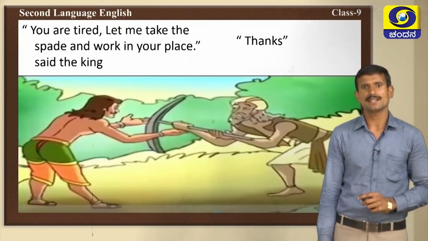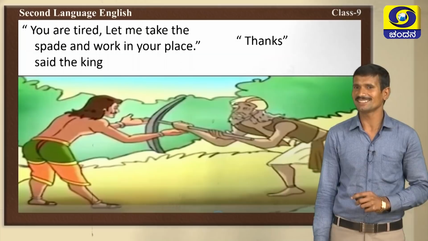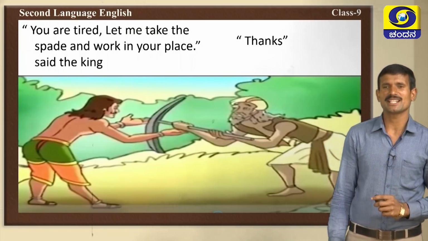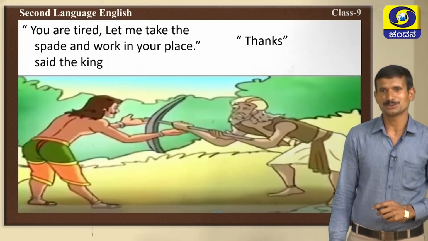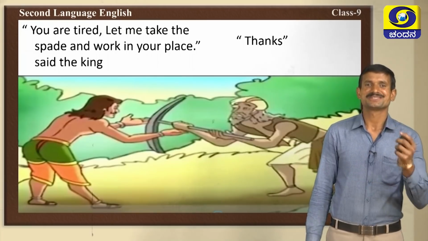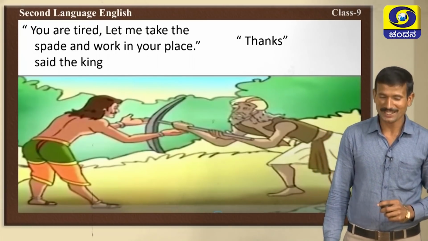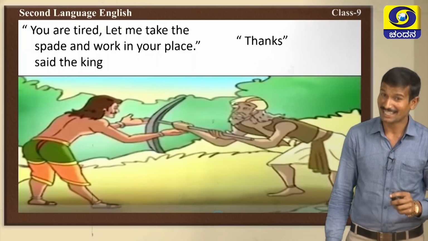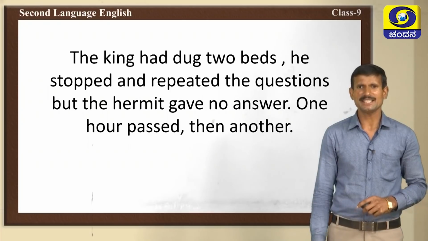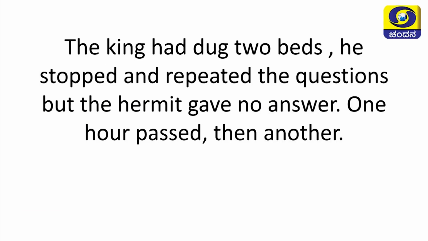You are tired. Let me take the spade and work in your place, said the king. You may be tired. Give me the spade, I will work instead of you. Then the hermit handed over the spade to the king and said thanks. Then what happened? Yes, the king had dug 2 beds. He stopped and repeated the questions, but the hermit gave no answer.